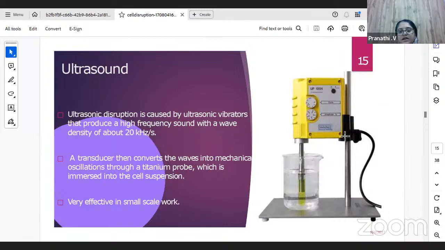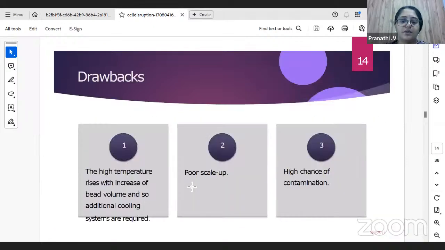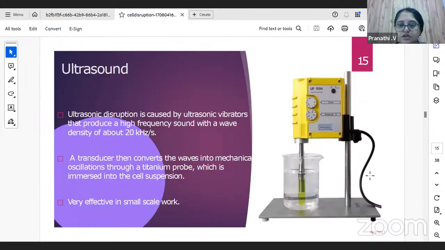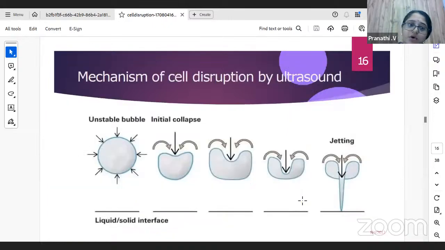Ultrasound, this is your sonicator that is being used over here. So in ultrasonic disruption, what is going to happen is vibrators are used, high frequency sounds are present. So the wave frequency is around 20 kilohertz. A transducer is present, which converts the waves into mechanical oscillations. This is the titanium probe. You have an ice bath over here. This is the cell test tube sample. So it is going to be useful when the sample is very small.